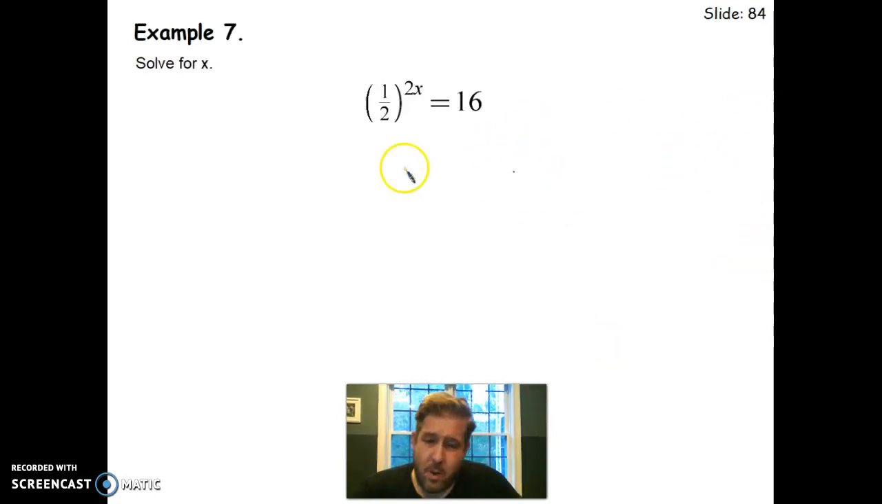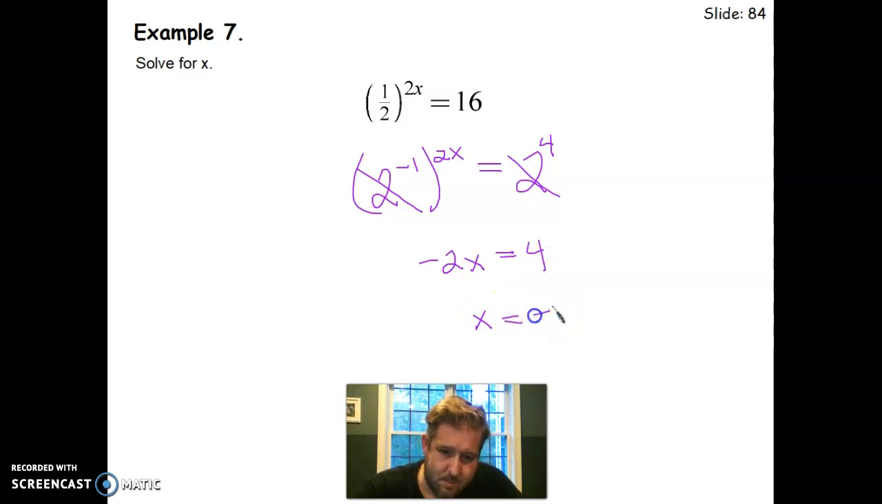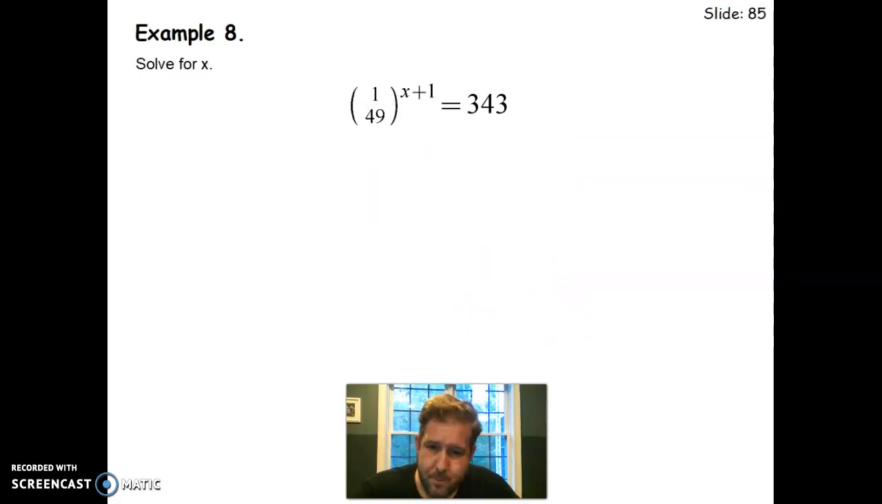All right, same goes for when you have fractions. Now, just remember the negative exponent rule. 1/2 is really 2 to the negative first power because it's flipped. And then pretty much everything else is done just the same. 2, 4, 8, 16. So that's 2 to the 4th. So the 2's have canceled. We're left with negative 2x equals 4, which means x must be negative 2.